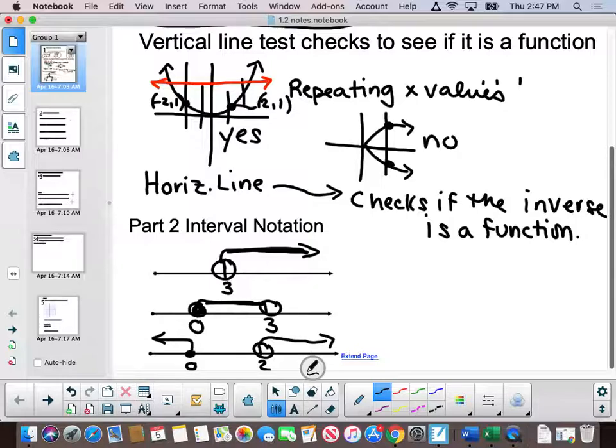So we'll just quickly do interval notation. A parenthesis, because it's an open circle, you're going to start with 3, and you're going to infinity, and there's a parenthesis at the end. 3 to infinity. The next one, you start at 0, and there's a bracket because it's closed, and you're going to only 3, which is a parenthesis.